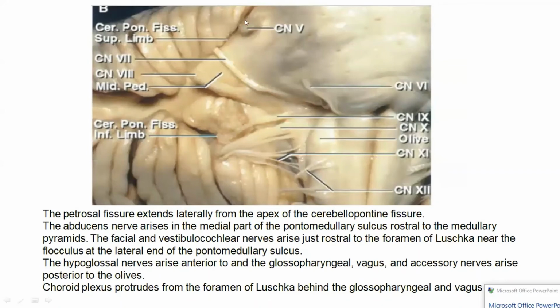This is again a deeper dissection. You have the cerebello-pontine fissure, and you have cranial nerve 5 exiting through it, followed by 7, followed by 8. We will be dealing with all these cranial nerves when we discuss the anatomy of the CP angle.